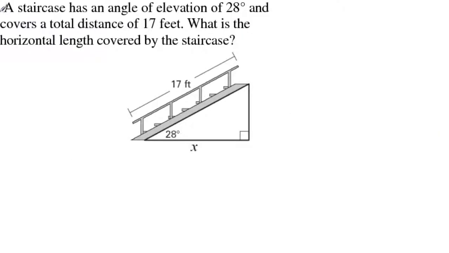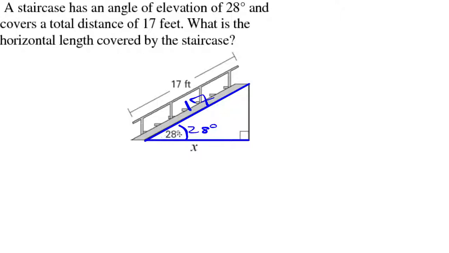So let's look at some examples here. Here we have a staircase with an angle of elevation of 28 degrees, which covers a distance of 17 feet. What is the horizontal length associated with the staircase? A lot going on in this problem. First off, this angle of elevation is 28 degrees, the angle between the horizon and the staircase. The staircase covers 17 feet, so this distance is 17 feet.